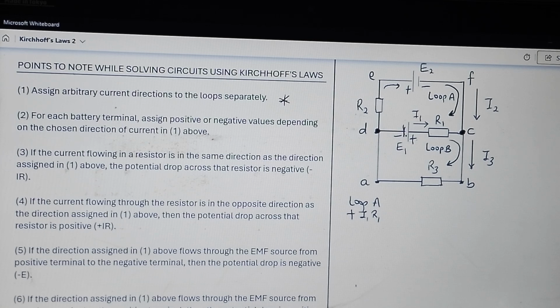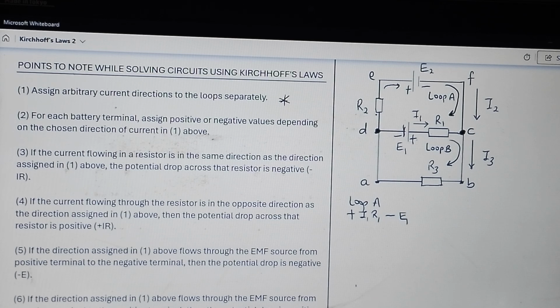If you get to this point, I'm looking at 5, we'll come back to 4. If the direction assigned in 1 above flows through the EMF source from the positive terminal to the negative terminal, then the potential drop is negative. This direction we chose is moving around. Remember, it comes through the positive terminal and leaves through the negative terminal. Since it is leaving through the negative terminal, the potential there is negative. So we say minus E1.